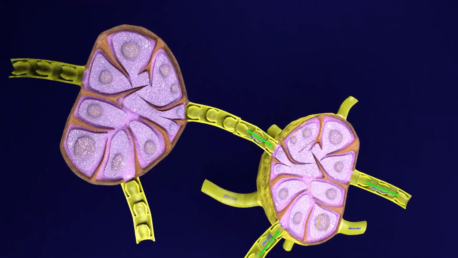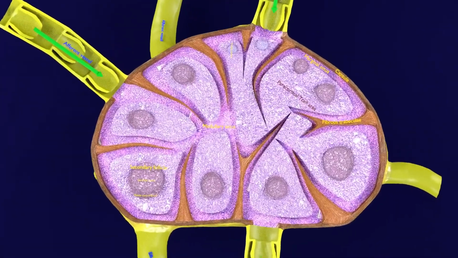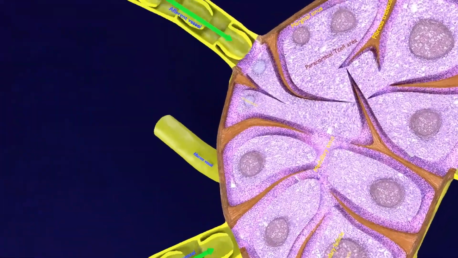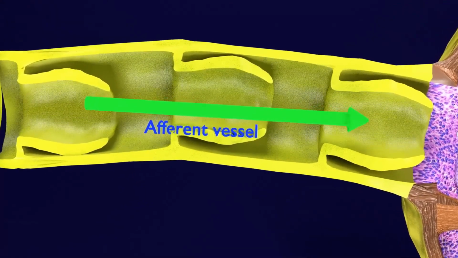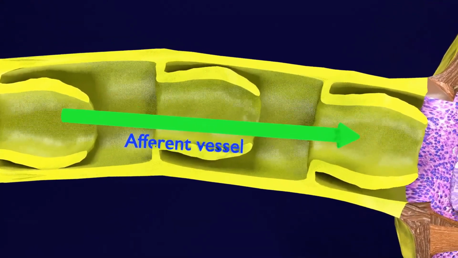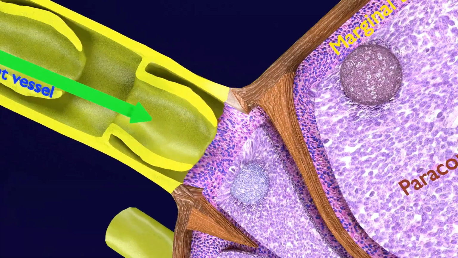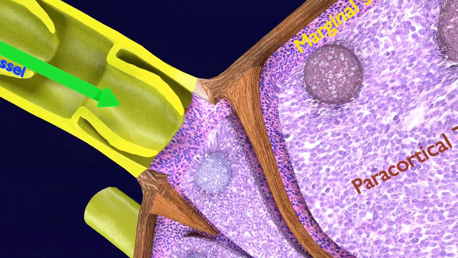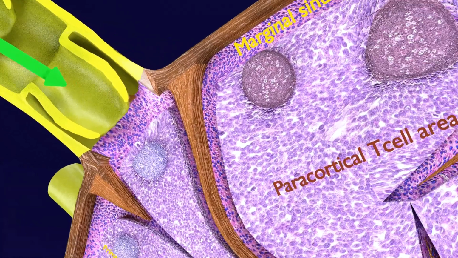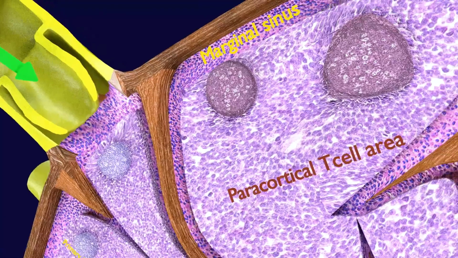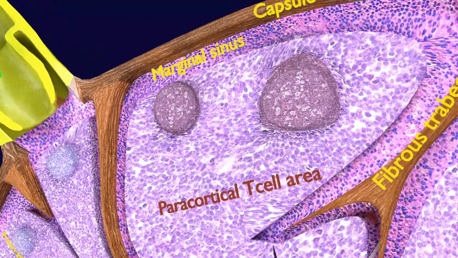In this video, the lymph node is bisected at the level of efferent and afferent vessel along with the lymph node parenchyma. You can see this is the afferent vessel, as I have already mentioned earlier, carrying lymphatic fluid towards lymph node. The structure you are seeing is the capsule made up of dense connective tissue.